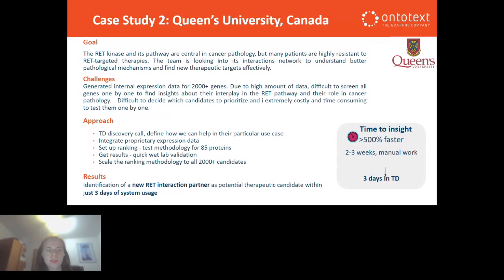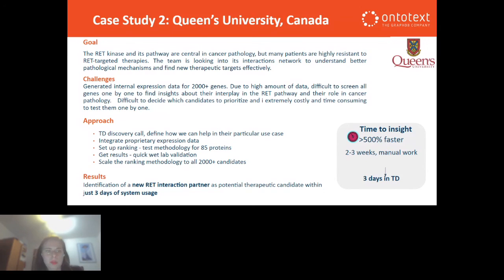The challenge for the lab that we're working with was that it managed to generate a lot of internal data. So they now have more than 2,000 genes. And this is just a huge amount of data to be analyzed. It's difficult to screen all of these genes one by one and to prioritize them and to really see what is their role in the RET pathway and in cancer.